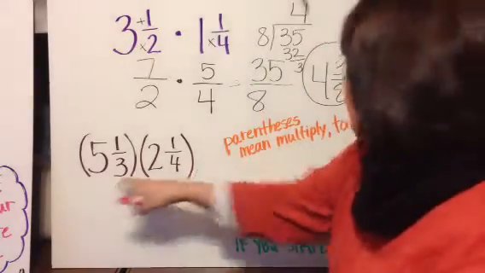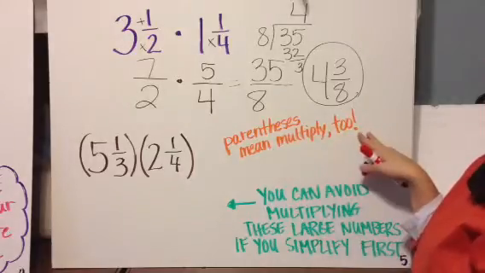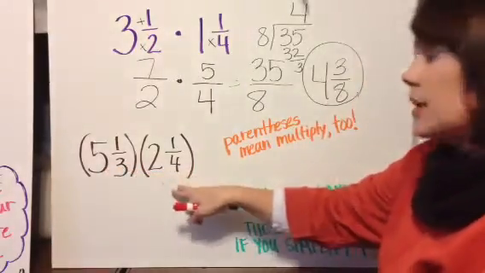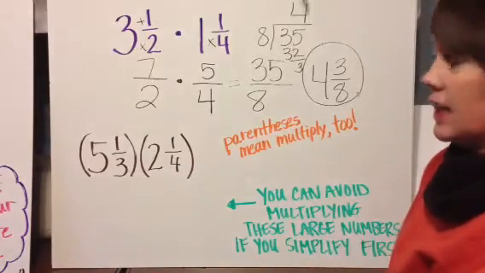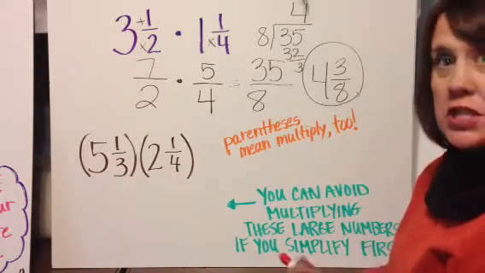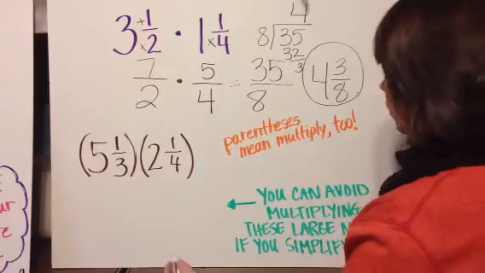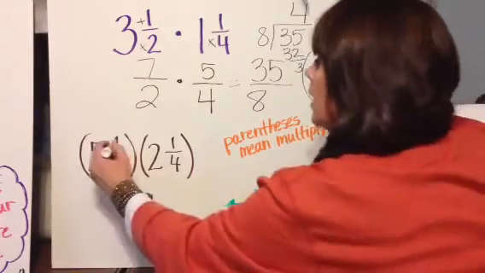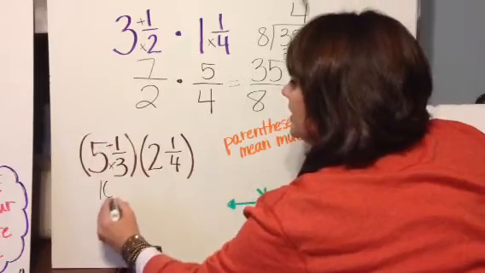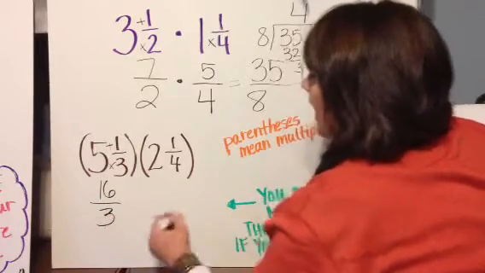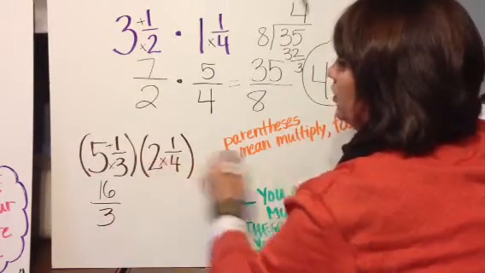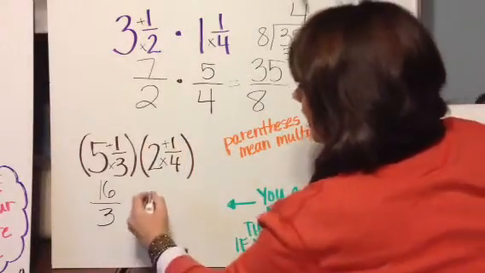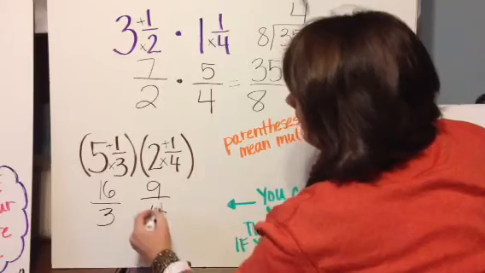Now, don't forget, parentheses mean to multiply too. So here's another problem. 5 1/3 times 2 1/4. Again, I'm going to change my mixed numbers to improper fractions before I multiply. 5 times 3 is 15, plus 1 more, 16/3. And then 2 times 4 is 8, plus 1 more is 9/4.